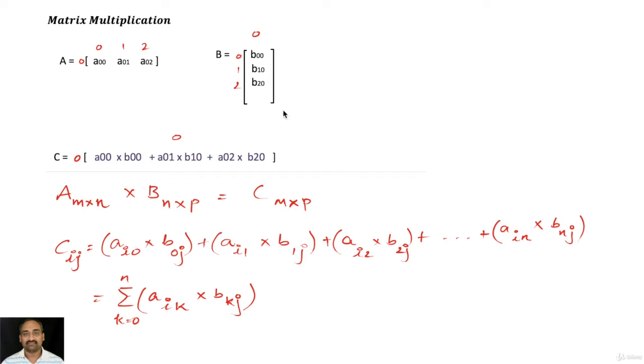here 3 by 1. Now the number of columns of the first matrix should be equal to the number of rows of the second matrix. Only then we can perform the multiplication. Now if you look at this, the resultant matrix is going to be A00 times B00 plus A01 times B10 and A02 times B20. Now if you carefully observe this scenario, you will find a specific pattern here.